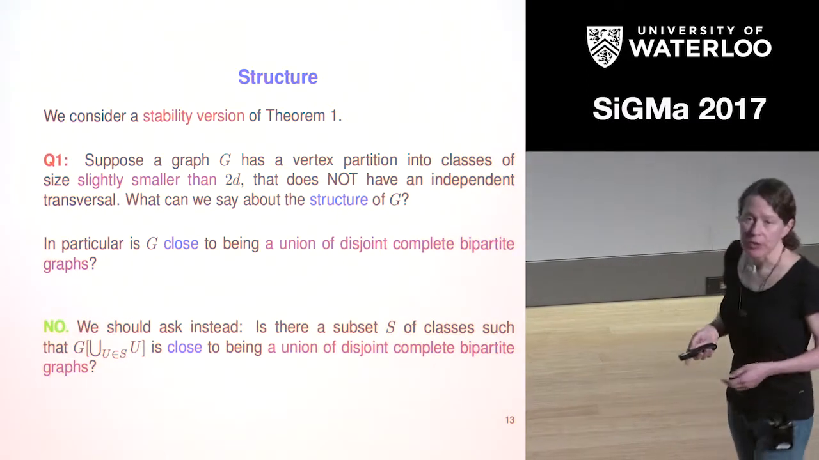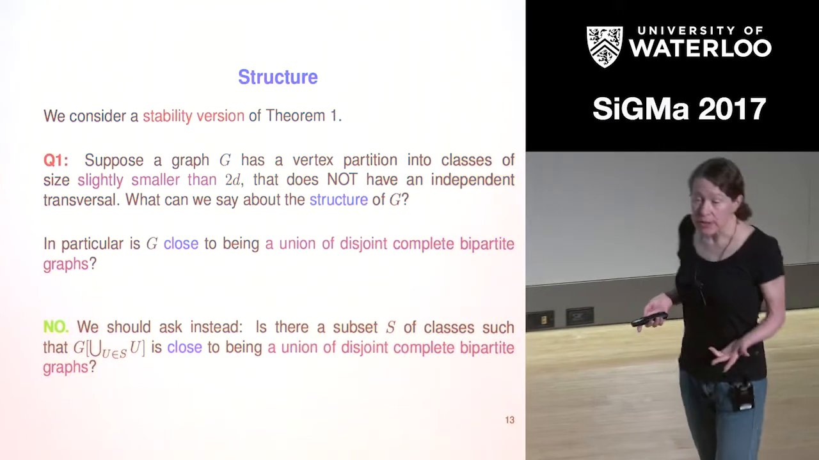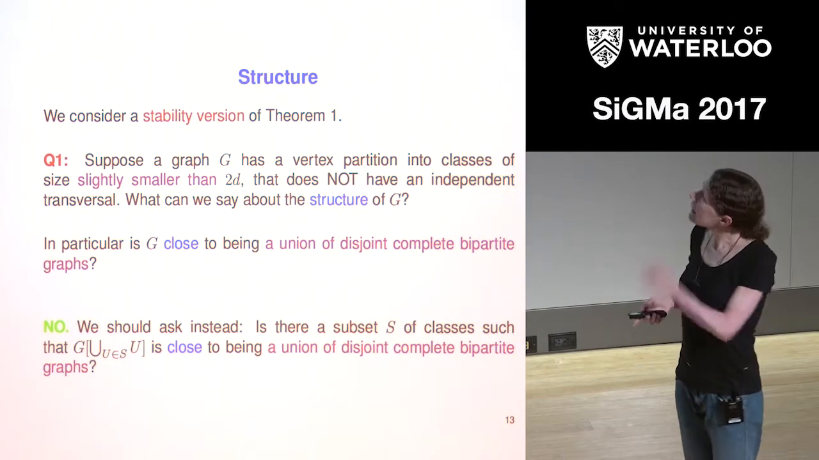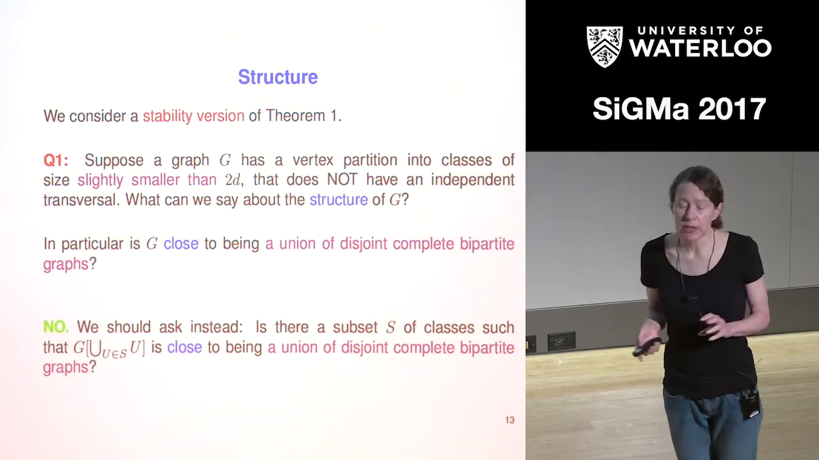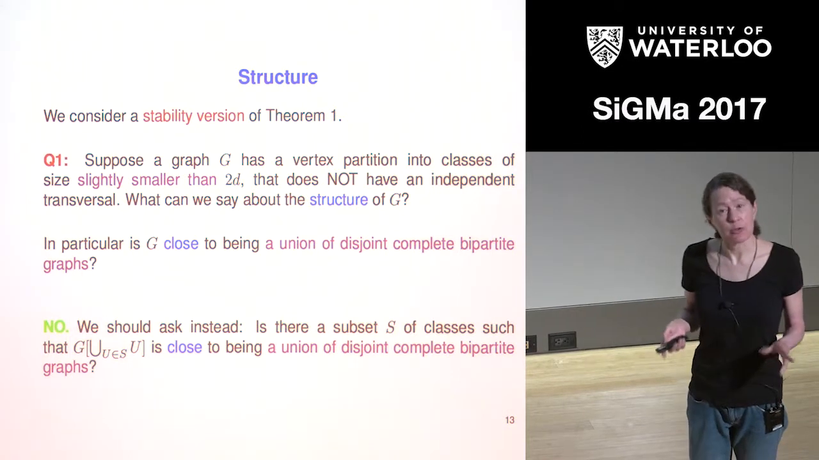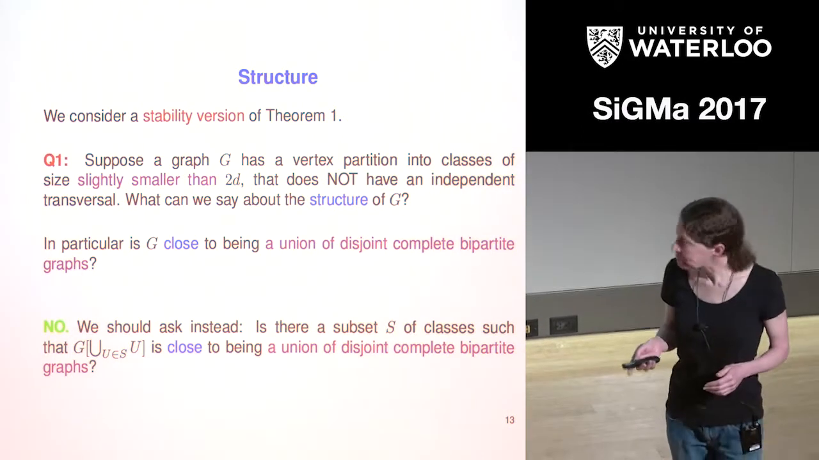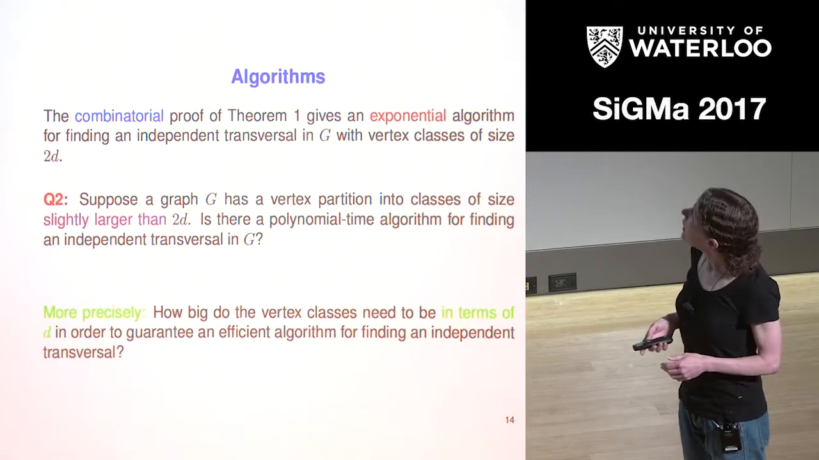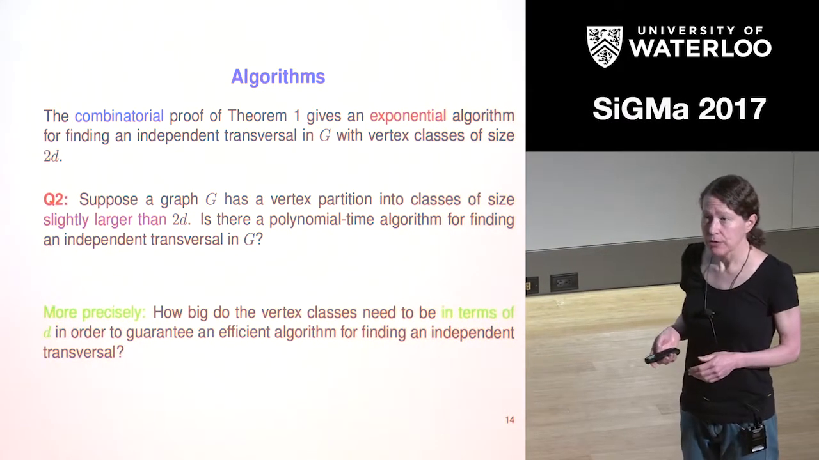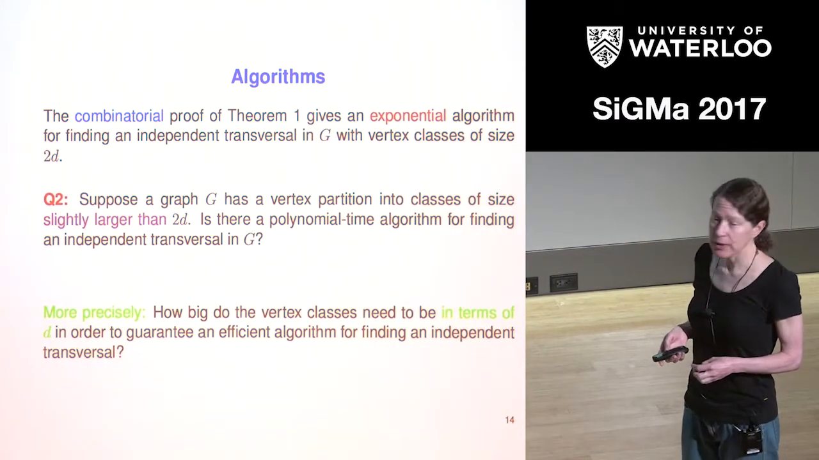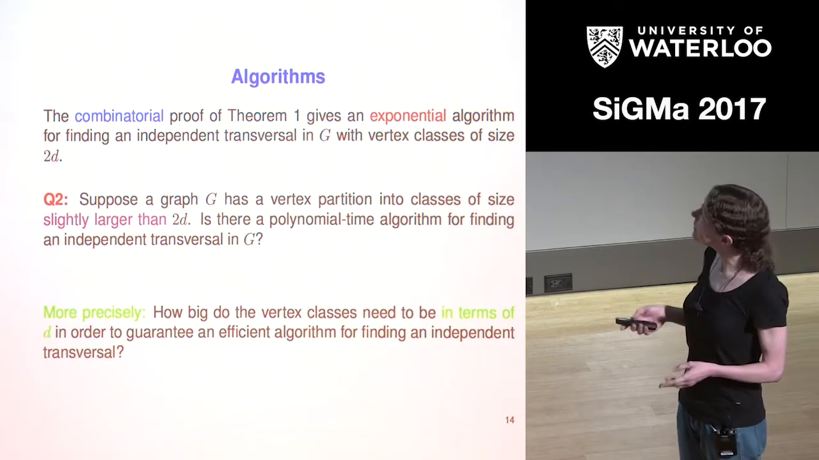Okay, so that's the structural question that I want to ask. It's this stability question. If your class sizes are a little bit smaller than 2D, and there's no independent transversal, what can you say about the structure? And the other question, which in particular for many applications is maybe more important, is the algorithmic question.